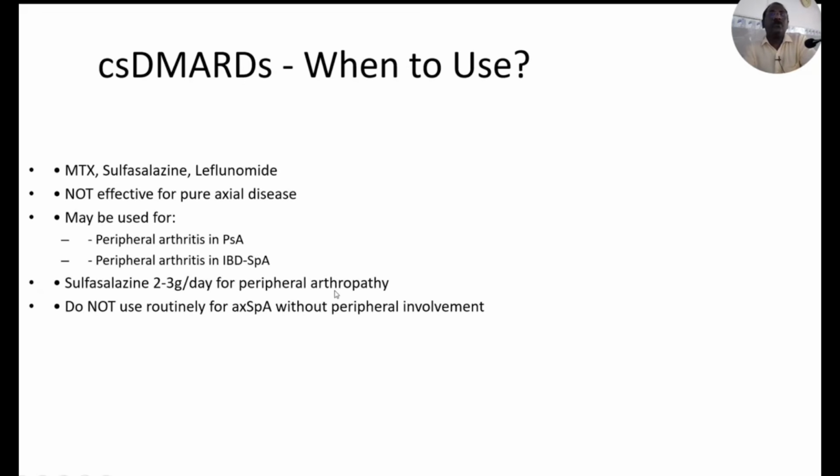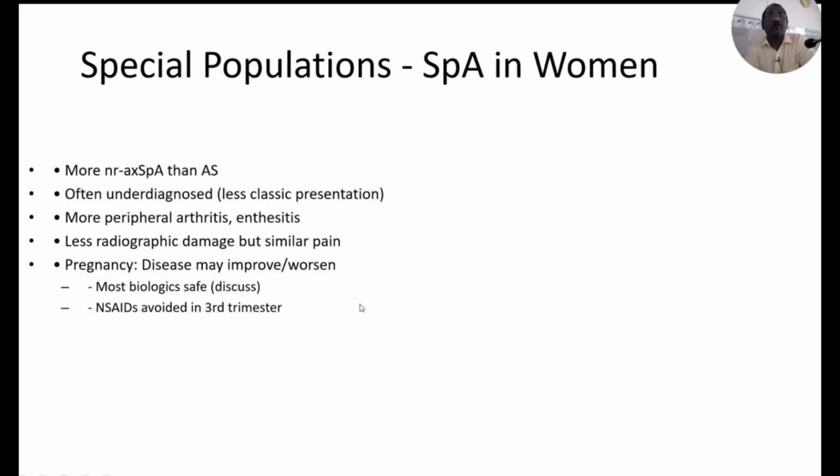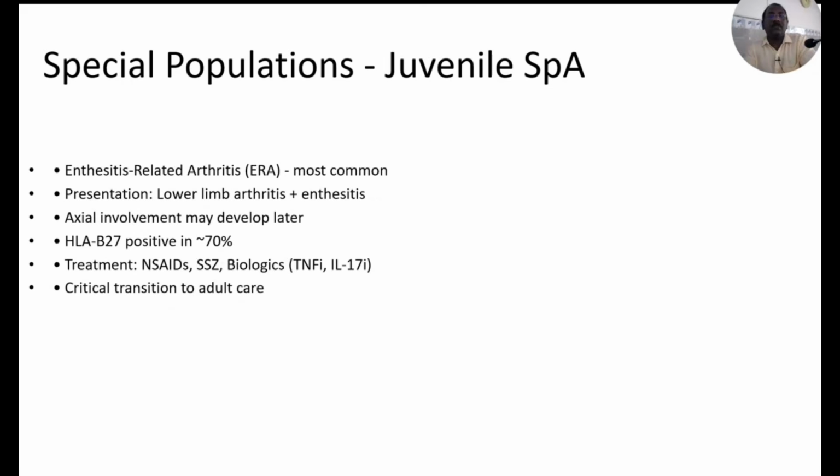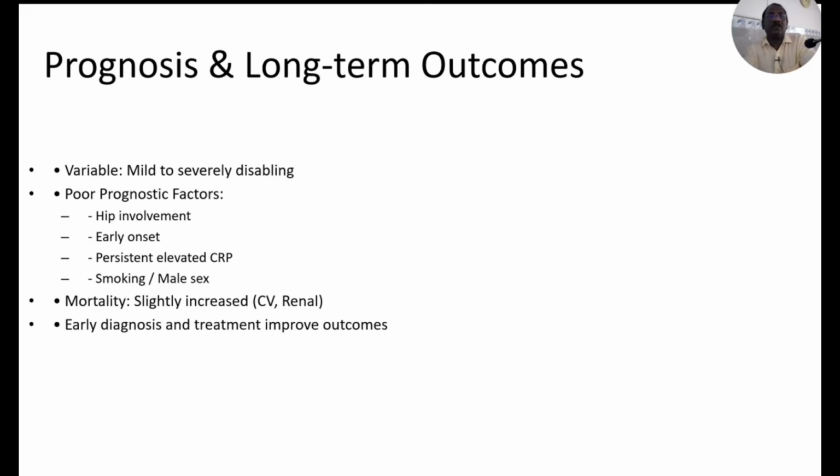Sulfasalazine for the peripheral arthropathy. Our favorite DMARD in ankylosing spondylitis is sulfasalazine. We start with 500 milligrams OD, and then slowly uptitrate to 500 milligrams BD, 500 milligrams TDS. Now 1 gram is also available as BD or TDS. The maximum is 3 grams for peripheral arthropathy. Do not use routinely for axial spondyloarthritis without peripheral involvement.